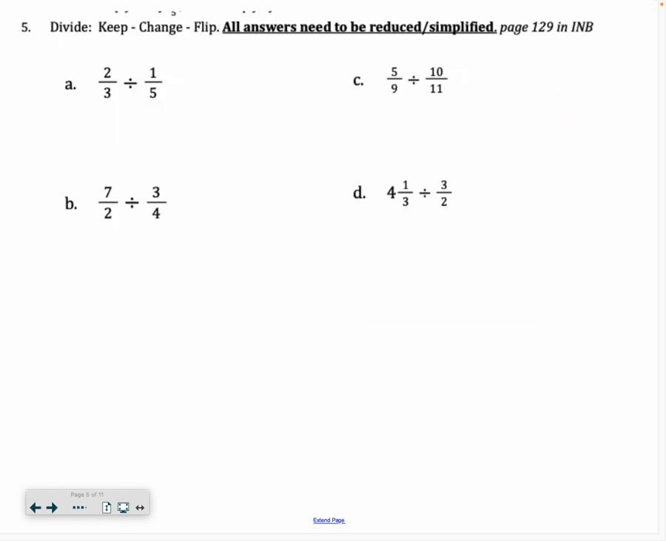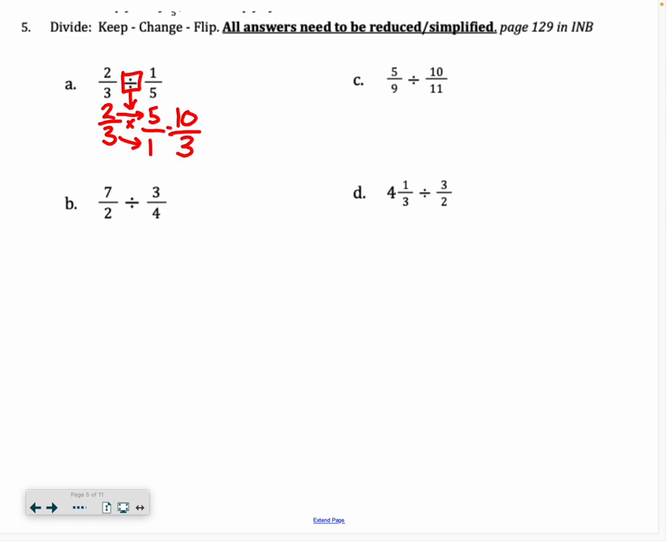All right, these are all keep, change, flip. All answers need to be reduced or simplified. Okay, so we keep our first fraction the same, 2/3. Change your operation sign to a multiplication sign. Flip your second fraction to its reciprocal. Okay, there's no cross simplifying that I can do on this one, so I'm just going to carry out my multiplication by multiplying these across.